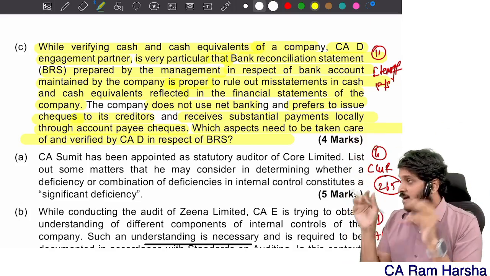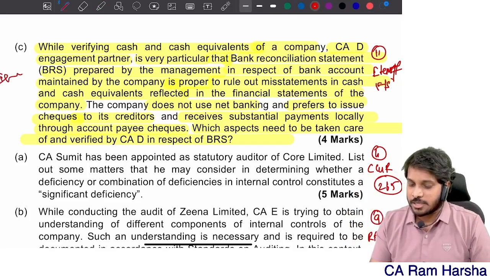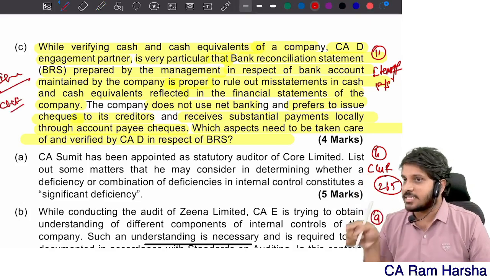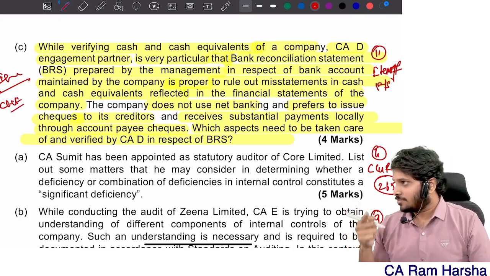It's a simple question. It's actually an items of financial statements question. Cash and cash equivalents, inside that BRS discussion is there. What points to be checked? That clear?